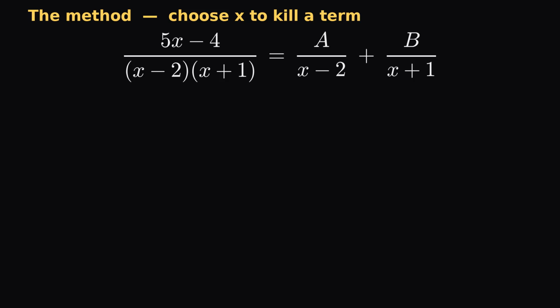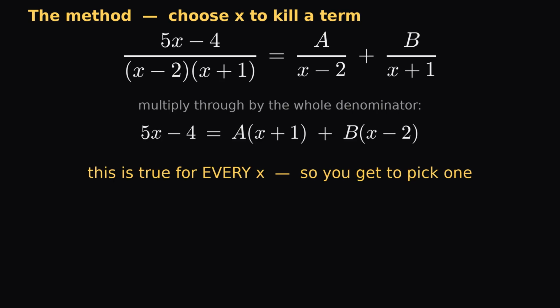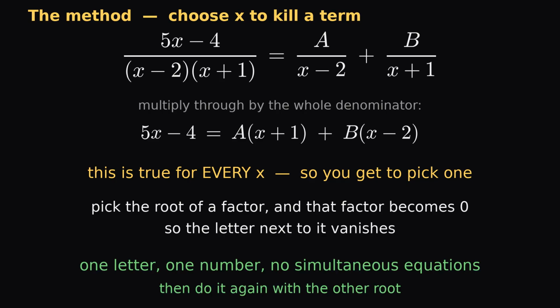Now the method, which is faster than it looks. Write it as a over the first factor plus b over the second. Multiply both sides by the whole denominator, and every fraction disappears. Then the trick. That equation is true for every value of x, so you get to pick x. And you pick the value that kills one of the terms. Choose the root of one factor. That factor becomes 0, and the letter sitting next to it vanishes, which leaves you one letter and one number. Then do it again with the other root. 2 substitutions, 2 answers, and no simultaneous equations anywhere.